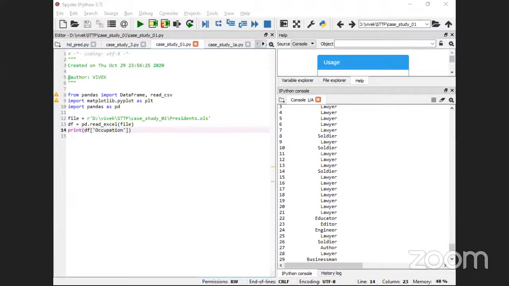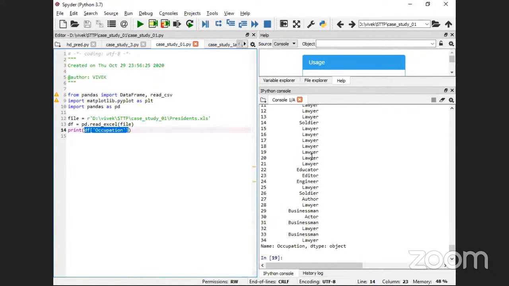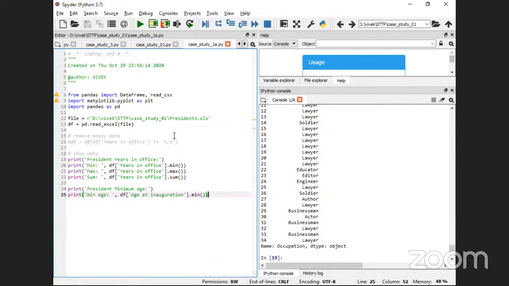Now let us move to the second form of analysis. Let's say you want to do your analysis in terms of how many years a president was in office, and which president with the minimum age has held that post. If you are supposed to do that, then you have to extend this code, like you can see here.